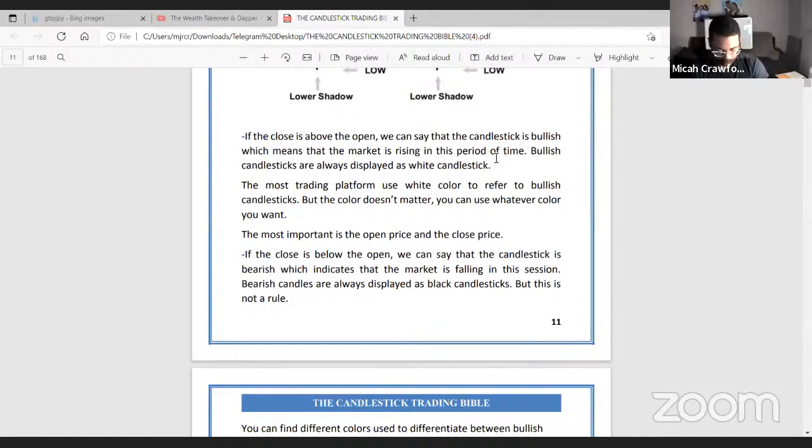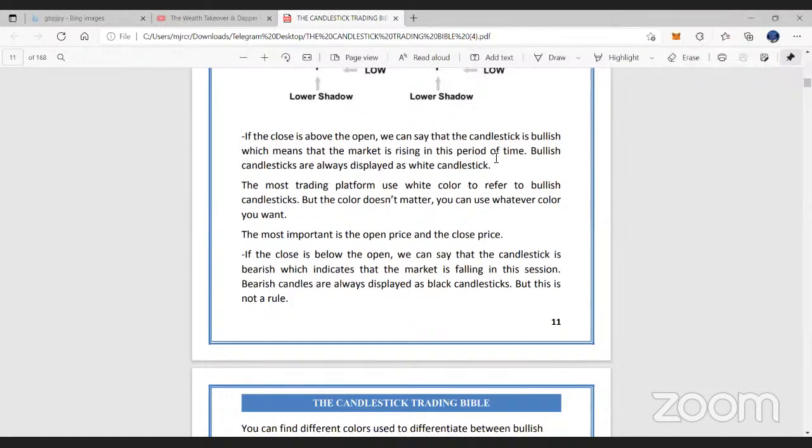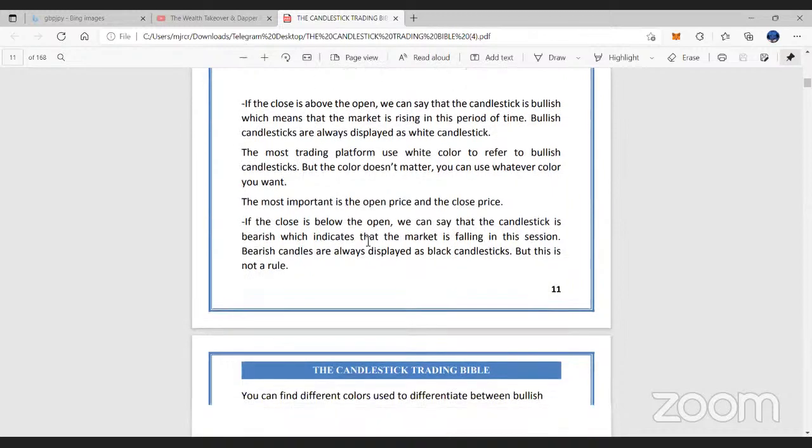If the close is below the open, we can say that the candlestick is bearish, which indicates that the market is falling in this session. Bearish candles are always displayed as black candlesticks, but this is not a rule.